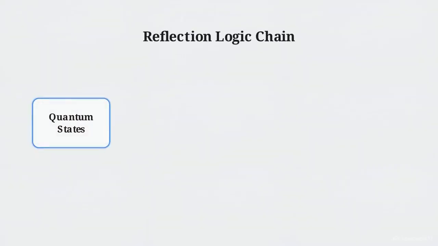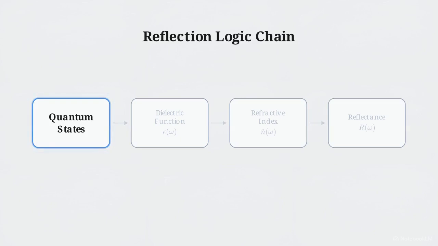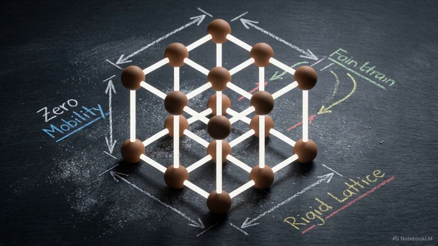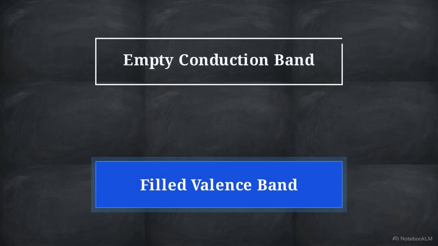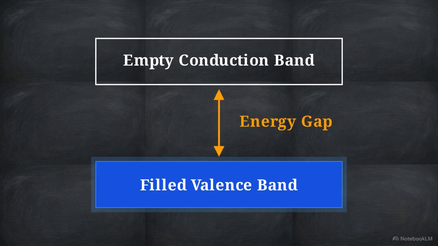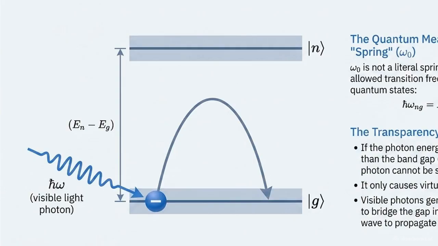The process begins with the quantum states available to electrons. In a dielectric like glass, electrons are mostly localized in atoms or chemical bonds. Their filled valence band is separated from an empty conduction band by a significant energy gap. This creates the transparency condition. Visible photons generally lack the energy required to excite an electron across that band gap.